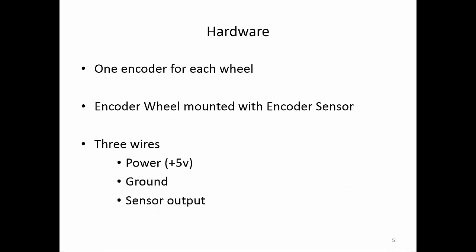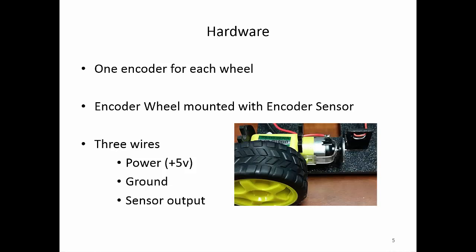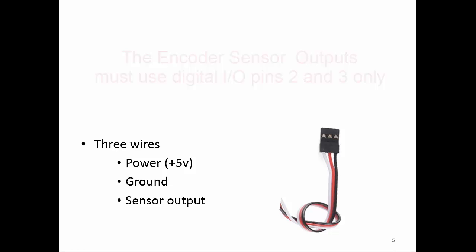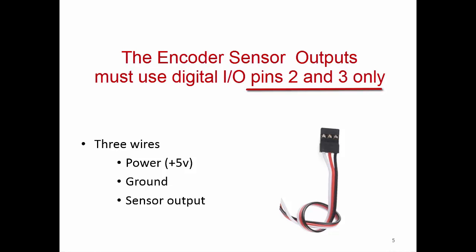So let's talk a little bit about the hardware. Each wheel will have its own wheel encoder. So each one will have the encoder mounted on the shaft, and each one will also have the encoder sensor. The wheel encoder requires 3 wires. One is power and the other is ground, so we give it 5 volts and ground. And the third wire is the sensor output. The sensor output returns a high or low signal. Therefore, we can send it to a digital I/O pin, and using that pin in input mode, we can detect if there's a high or low signal on that input, and therefore count the transitions between high and low.